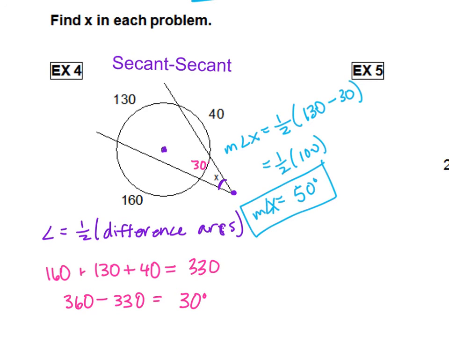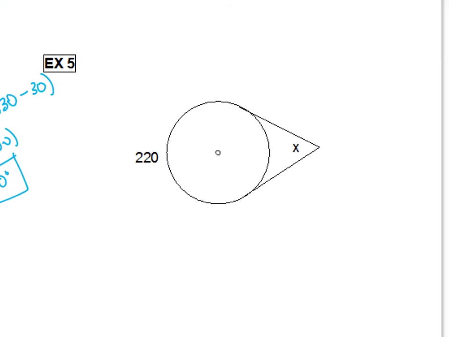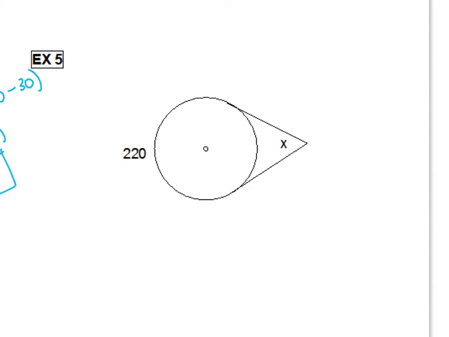All right, let's move on to example 5. So in example 5, what kind of angles are we talking about? We can see this is a tangent and that's a tangent. So this is our tangent example. I'm going to fill in the center of my circle right there. Okay. So here's our angle x out here. The vertex is on the outside.